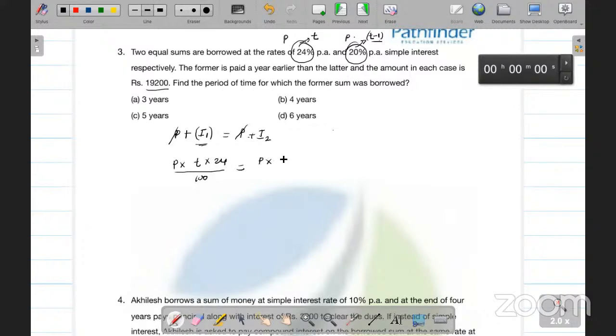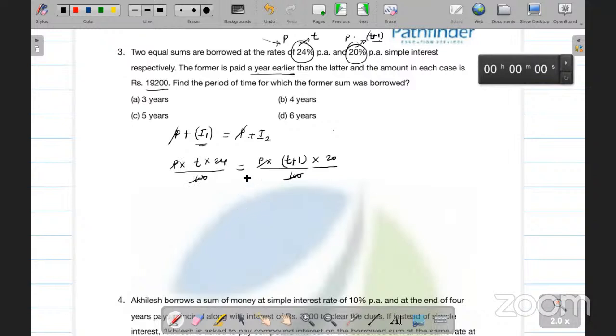And on the second amount, principal, time is t minus 1. Oh, I'm so sorry. The time should be t plus 1 here. So the second amount is actually 1 year more. So the time should be t plus 1. It's given that farmer is paid 1 year earlier. So the amount, the principal that you lend at 24% is paid 1 year earlier. So t plus 1 into 20 divided by 100, 100 cancels out.